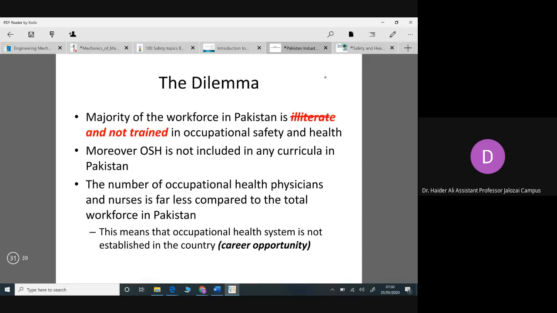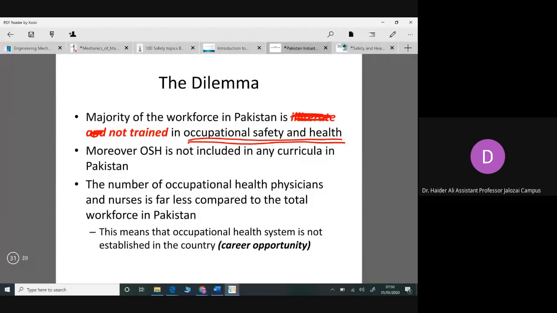Again, I would cut out the word illiterate, but I would say the majority of the workforce in Pakistan is not properly trained, or to be more specific, they are not trained at all. Not properly trained would mean that they are trained to a certain level, right? But unfortunately, in Pakistan, most of the populace working in various industries are not trained at all. Specifically, they have no training in occupational safety and health. They have limited training on their job, but literally no training on occupational health and safety.